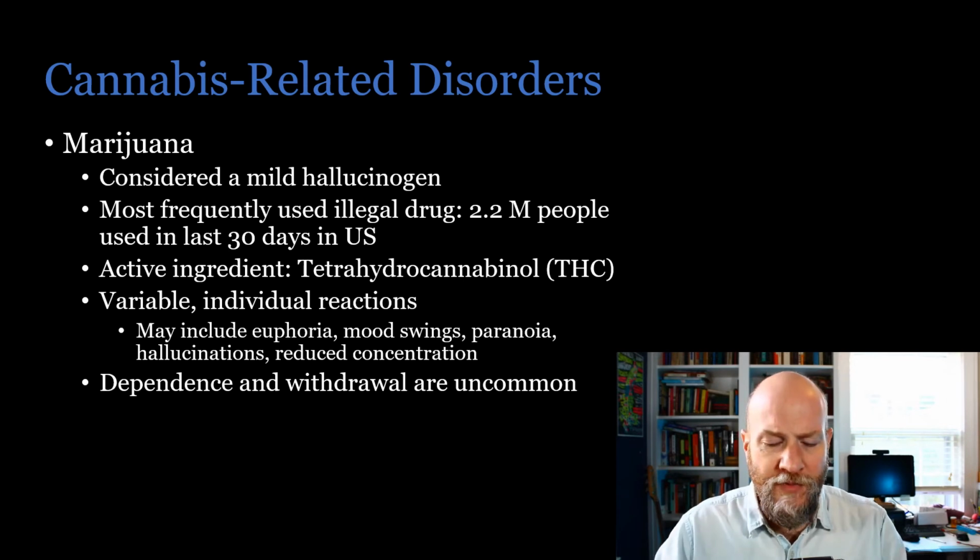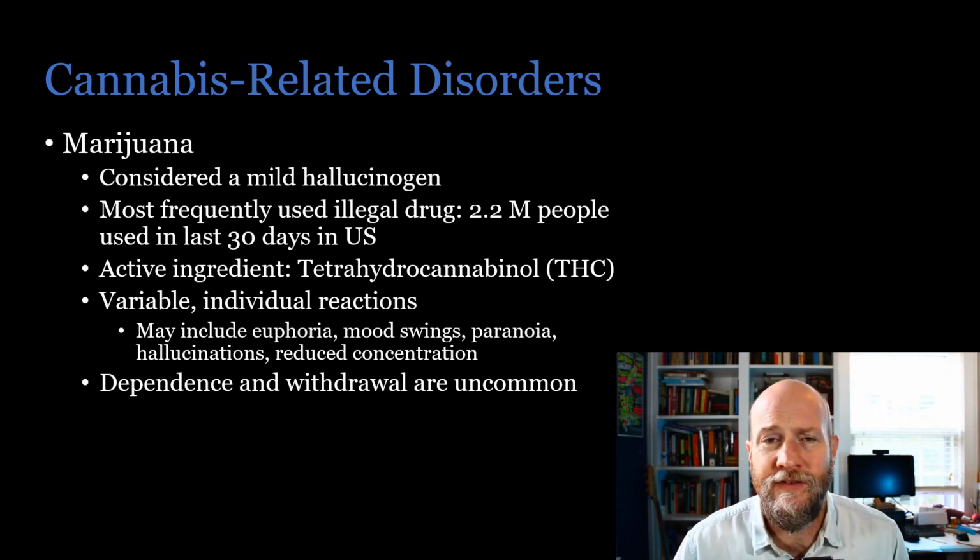There is now some archaeological evidence of human beings using cannabis going back at least 10, if not 20, 30,000 years. And this is just what we've discovered in the archaeological record. It is considered a mild hallucinogen, but I feel like that's a bit of a misnomer. We'll talk about that in a moment. It is the most frequently used illegal drug. 2.5 million people or so have used cannabis in the last 30 days in the United States.